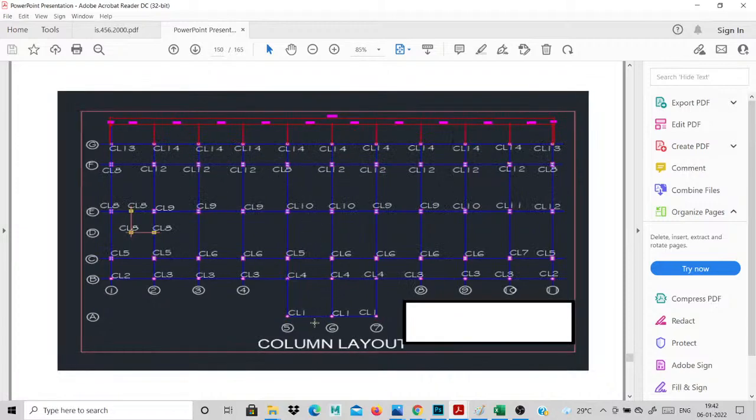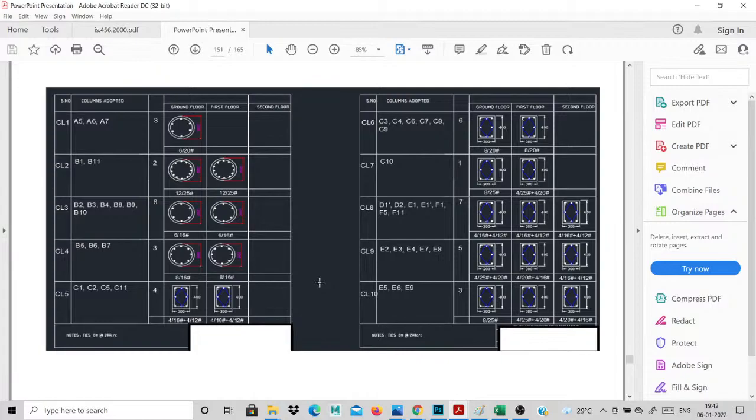The second one is the column layout, the column marking. In the column marking, mention the column name also: C1, C2, C3, the types of column layout. The next one is the column reinforcement. The third step is the column reinforcement. That type of marking you will do for your column reinforcement.